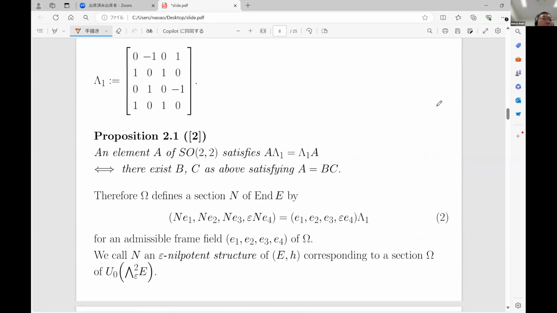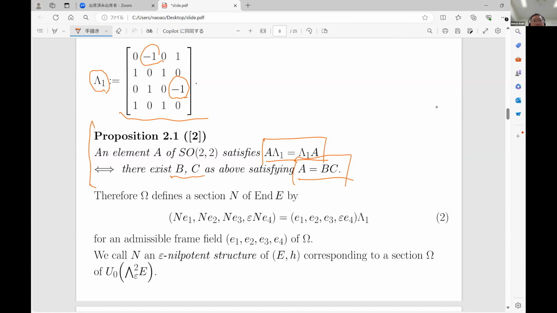Let large lambda 1 be a square matrix of degree 4 defined like this. Notice that this is minus 1. Then we obtain this proposition. An element A of SO22 satisfies this condition, A and lambda 1 are commutative, if and only if there exists BC as above, satisfying this relation.